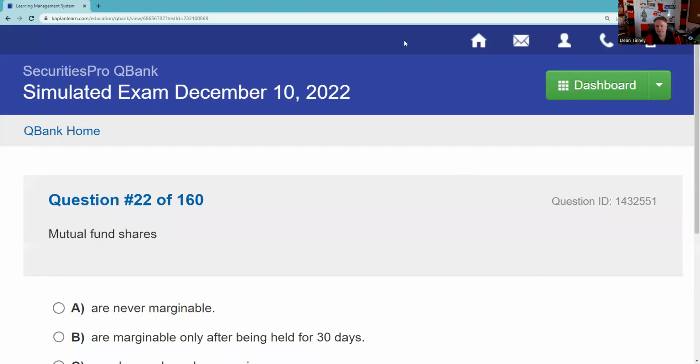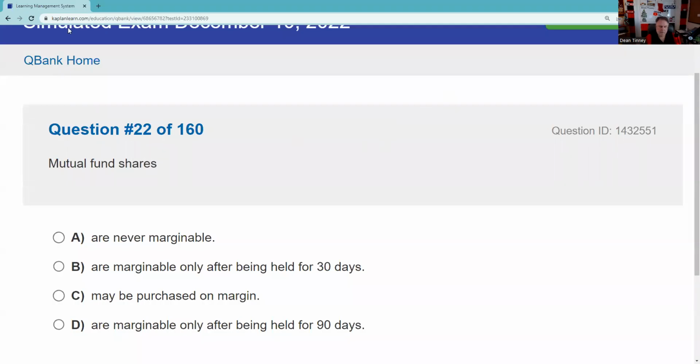Question 22. Mutual fund shares are never marginable. Reg T, remember, is part of the '34 Act, and it says the Federal Reserve Board is in charge of saying what is marginable and what's not. New issues are not marginable, and it's considered a new issue for 30 days from the effective date. Open-end funds are continually offering new shares, so it's a new share. But it's not never marginable, because it's not considered a new issue after 30 days. So if you've held it fully paid for 30 days, then you can use it as collateral. So the answer is B.